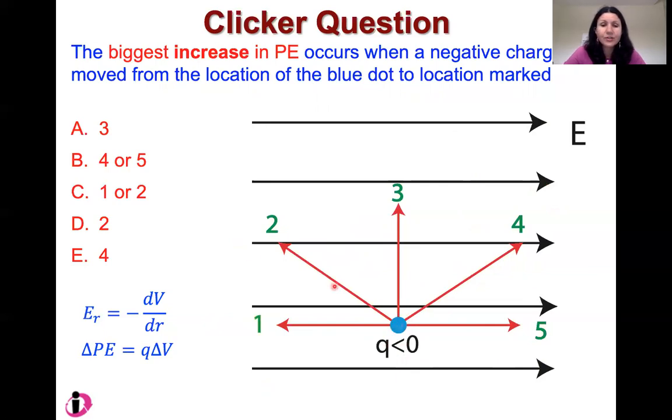Now what you want to do is move this test charge to these different locations, 1, 2, 3, 4, and 5. And you want to figure out, when you change the location of that charge, which change results in the biggest increase in potential energy. So think about how basically this electric field is related to potential energy.